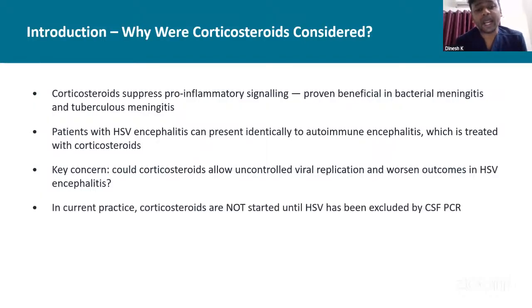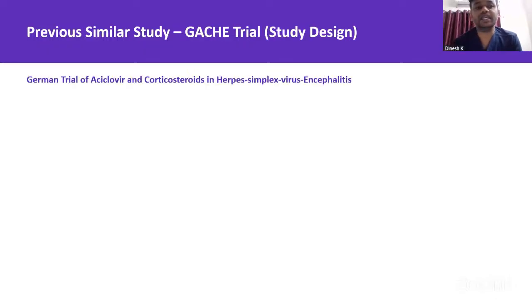In the UK, the current practice is that steroids are not started until you exclude HSV by PCR. This is the intro. Now, previous studies: what do they say about the role of steroids in HSV encephalitis? One of the RCTs which tried to answer this specific question was the GACHE study, the German trial of acyclovir and corticosteroids in HSV encephalitis.